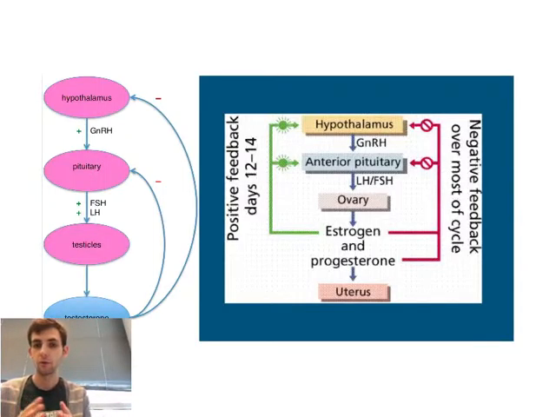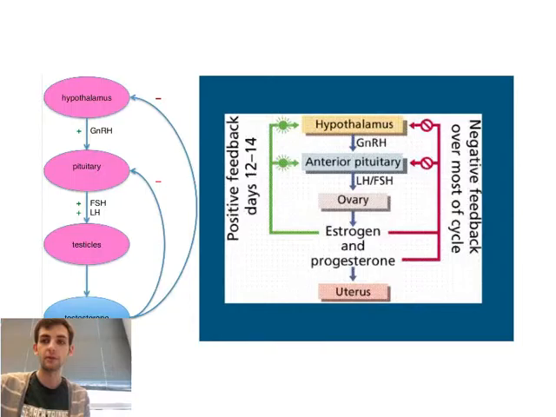Another example of hormonal control of a body system is the menstrual cycle involved with females. So the hypothalamus, again, is going to produce gonadotropin-releasing hormone. It's going to stimulate the anterior pituitary gland to release LH and FSH, just like what we're seeing over here. Although in females, it's going to stimulate the ovaries. And in the ovaries, we're going to produce two main types of hormones, estrogen and progesterone. And that is going to stimulate the shedding of the uterus.